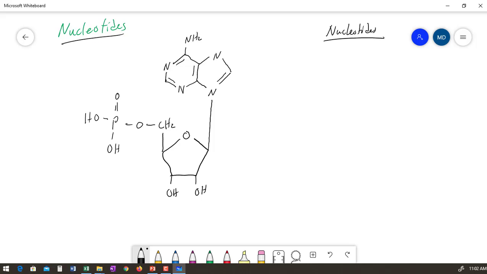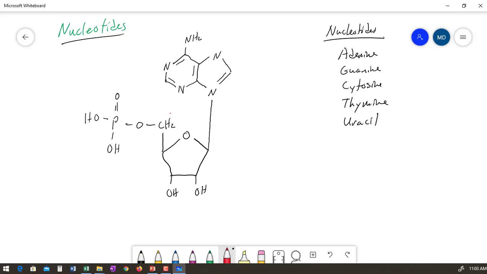Those are adenine, guanine, cytosine, thymine, and the last one that's used only in RNA is uracil. These all have similar structure with the exception of their nitrogenous base. So let's go ahead and lay those out.